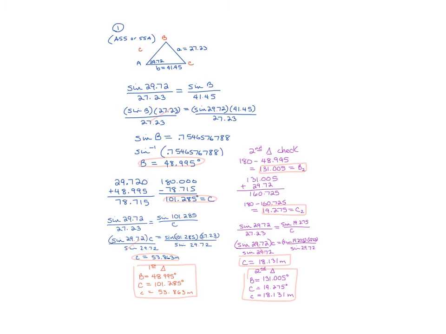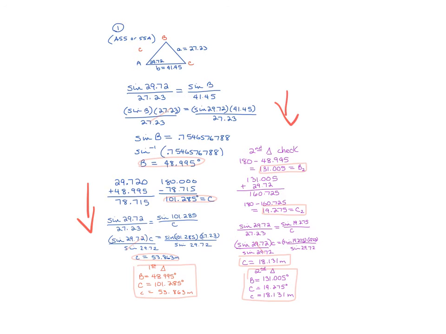You can either go ahead and finish up the problem and find the remaining side and the remaining angle, and then go back and do the check for the second triangle. But my advice to you is draw yourself a picture, label your angles, label your sides, and figure out which one of the scenarios you're dealing with.